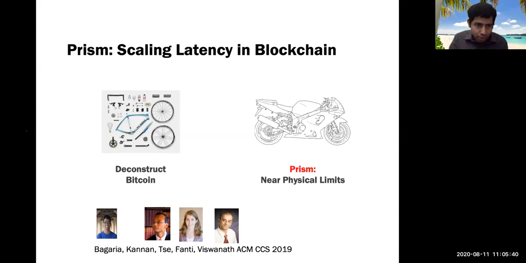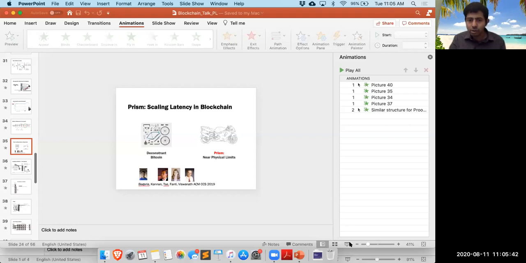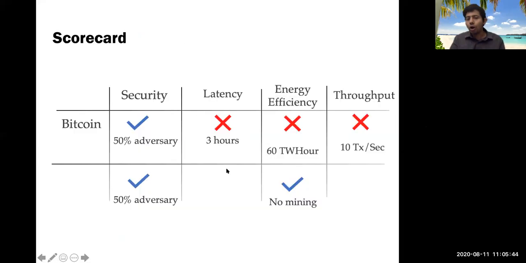Let me just go to the last claim, which is throughput. All of the systems that I talked about till now required everybody to run everything, right?